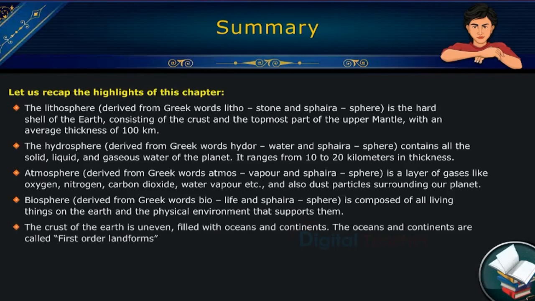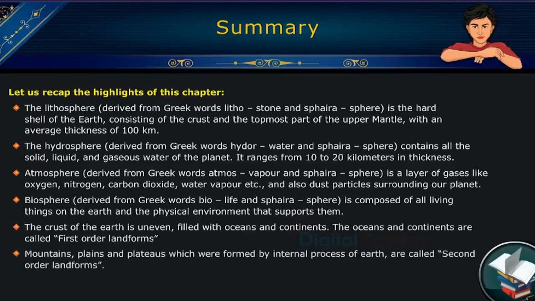The crust of earth is uneven, filled with oceans and continents. The oceans and continents are called first order landforms. Mountains, plains, and plateaus, which were formed by internal processes of the earth, are called second order landforms.